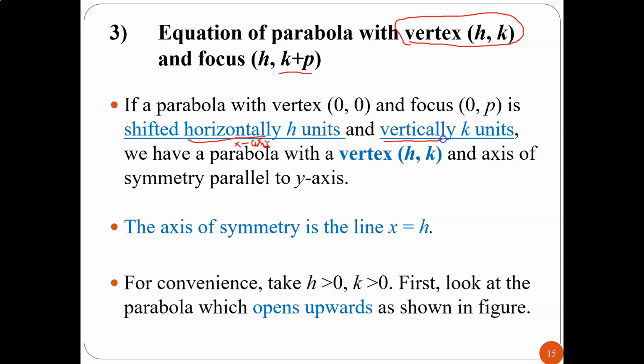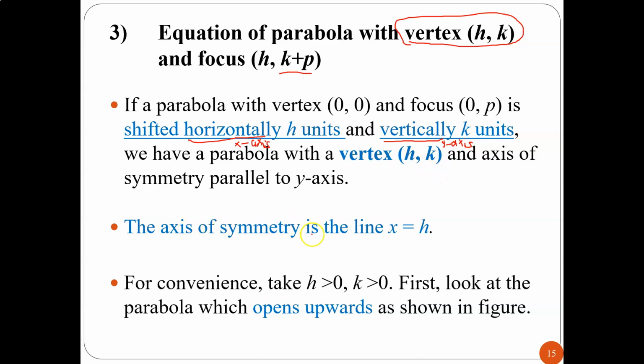K unit vertically, maksudnya either ke atas atau ke bawah lah, which means that this is Y axis. Ada movement dekat situ ataupun ada shifted, yang ada beberapa unit yang dianjakkan. Okay, so you have new vertex H and K instead of 0, 0.